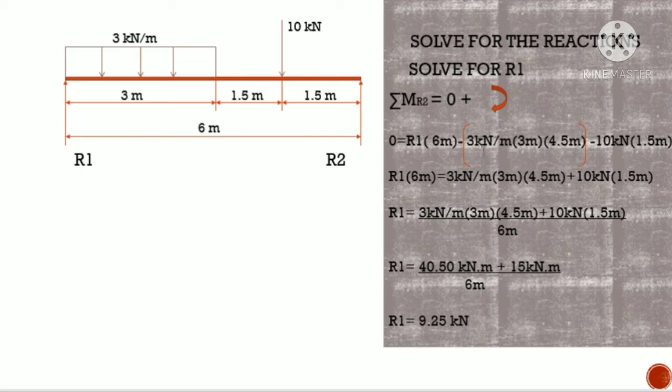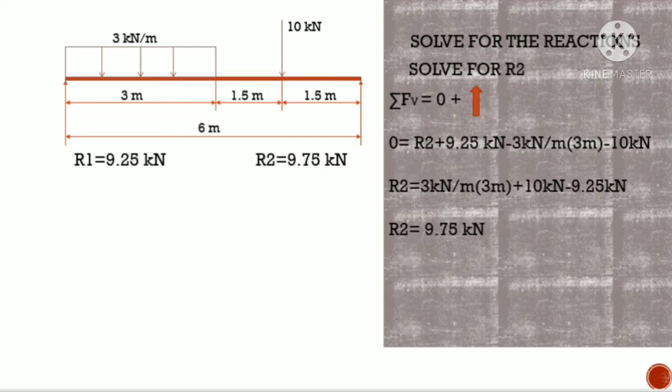So, i-transpose lang natin. Ang negative magiging positive lang, so transpose natin sa kabila. So magiging R1 times 6 meters is equal to 3 kilonewton per meter times 3 meters times 4.5 plus 10 times 1.5. So the value of R1 is equal to 9.25 kilonewton.